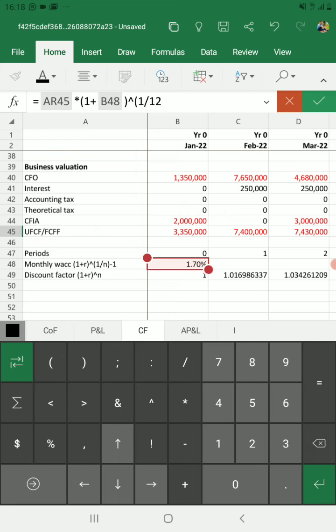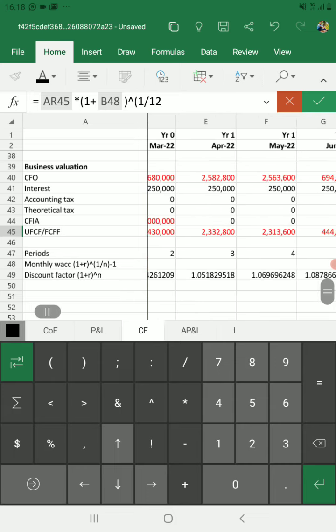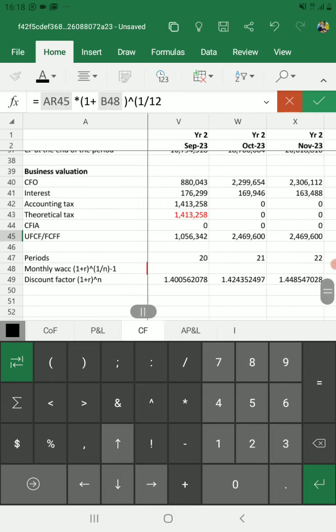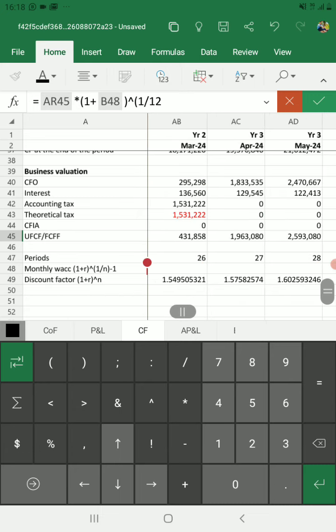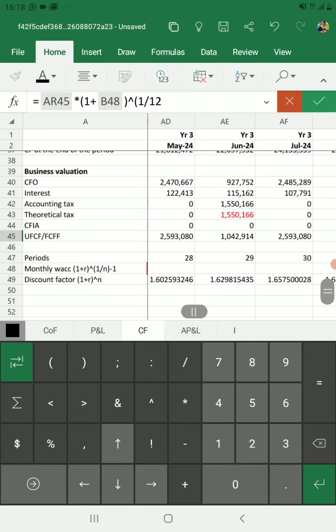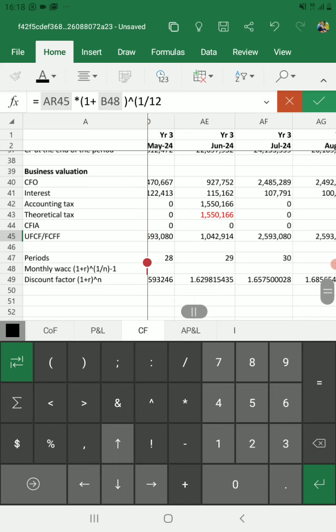1 divided by 12. What am I doing? Let me see, oh, sorry, I'm doing something else here. Let me repeat.